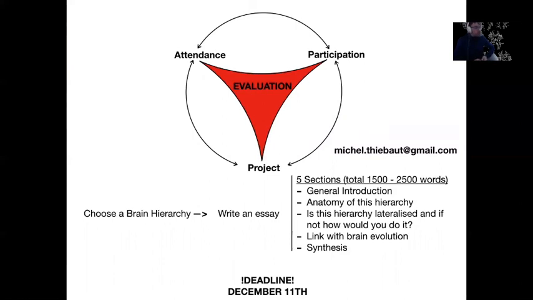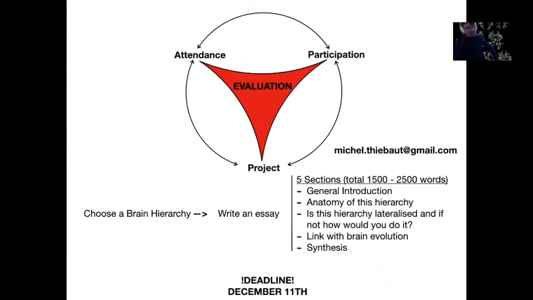For the essay, you need to choose a brain hierarchy that you want to write about. You are free to choose the brain hierarchy you want to write about, but I want your essay to be a total of 1,500 to 2,500 words, not including the references at the end of your essay. Your essay will be divided into 5 sections: a general introduction about what is so exciting about the brain hierarchy that you chose to write about. Get me excited. Anybody who reads this part should be excited, even somebody who's not interested or not a specialist in the brain. Then you need to get into the anatomy of this hierarchy.